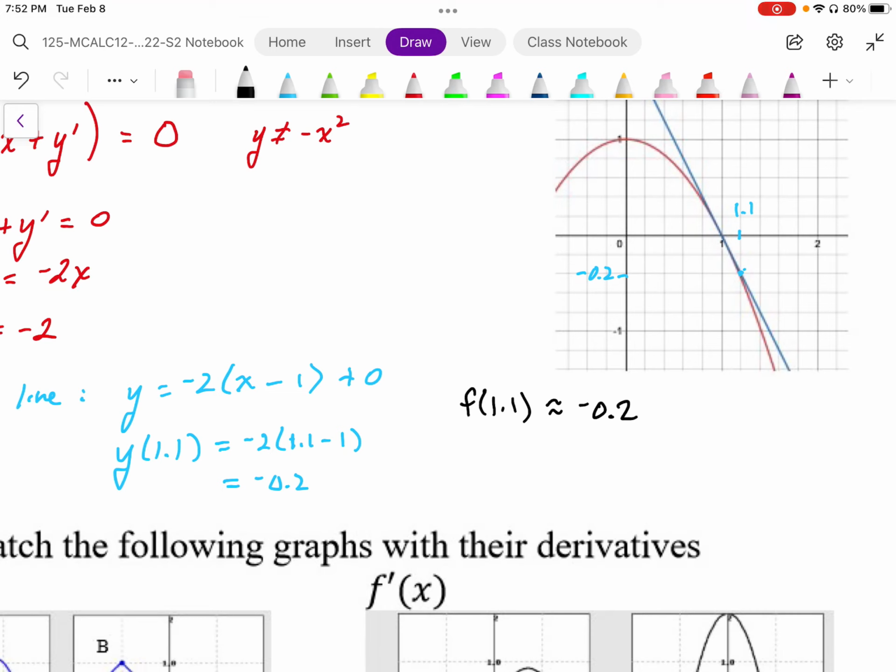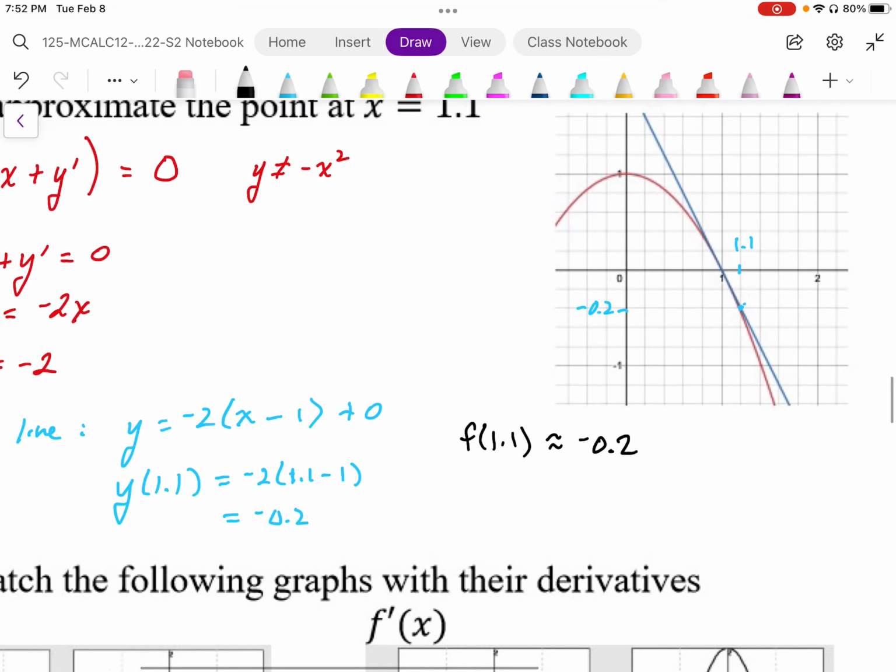Now, given this function, once we see it, we could have guessed that this is actually a -x² + 1 graph, and then we could figure out the exact value based on that. But we know that exact value is going to be pretty close to -0.2 using our tangent line approximation. So the tangent line approximation is using the tangent line, finding a point on the tangent line and saying that's an approximation to the actual curve at that point.